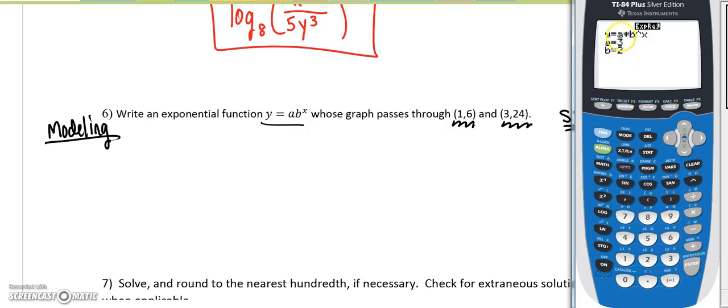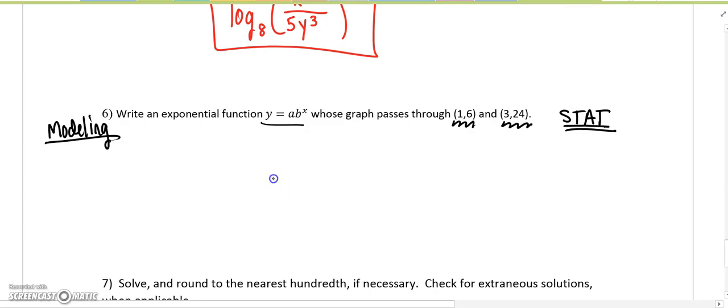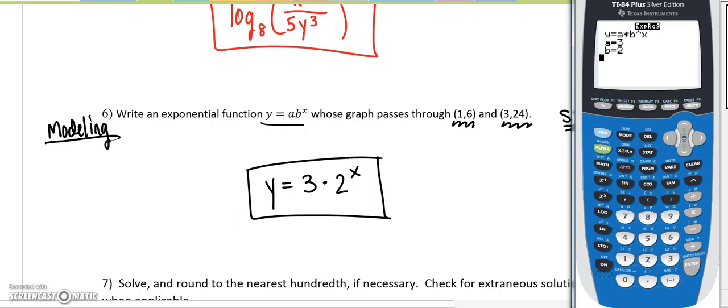Y equals a times b to the x, right? Just like we have here. But a is 3 and b is 2. So that'd be y equals 3 times 2 to the x. And we can't simplify. That is our final answer.